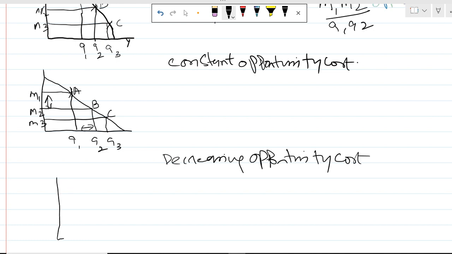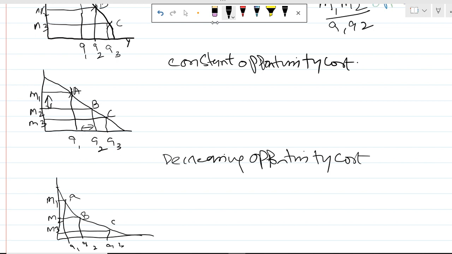And here we have to move the graph from an inward shift. We have to say this thing. Point A, point A1, A2, A3, M1, M2 and M3. So you have to understand this is decreasing opportunity cost, what you have to lose and what you have to gain. Point A, point B and point C.